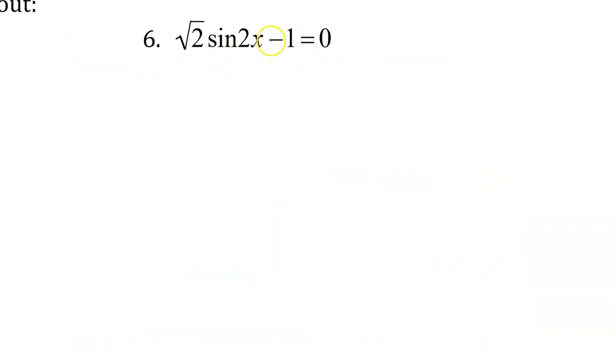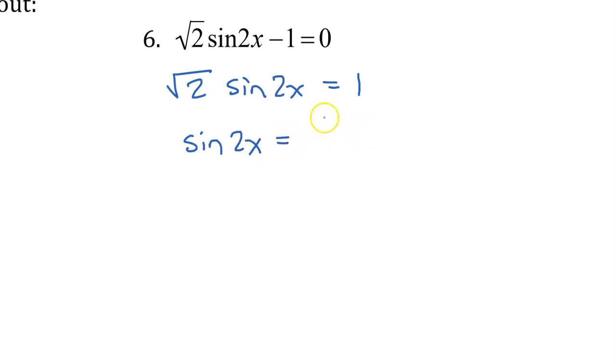Let's try number 6. First, we need to get the trig function by itself. Adding 1 to both sides, we have the square root of 2 sine 2x is equal to 1. Dividing both sides by radical 2, we have sine 2x is equal to 1 over radical 2. Let's start by solving this equation for 2x by asking ourselves the sine of what is equal to 1 over radical 2.